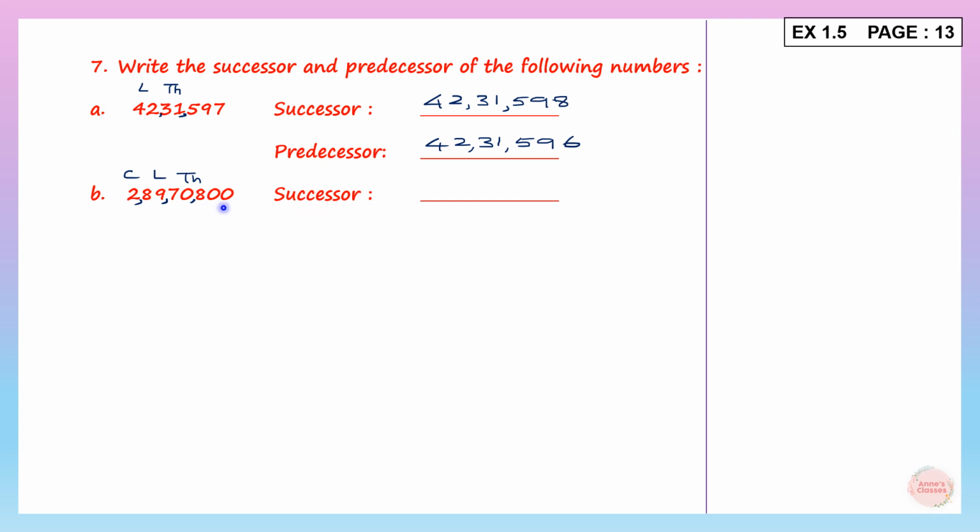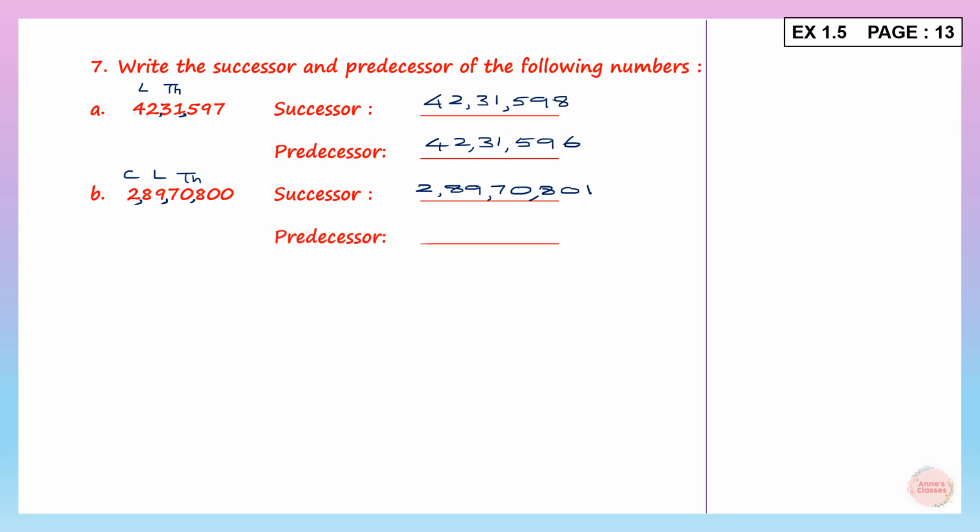Now successor means the number that comes after. So let's look only at the ones period here. 800. What comes after 800? 801. So everything else will remain the same. So let's write that. 2 crore 89 lakh 70,801. So we've got one more than that.